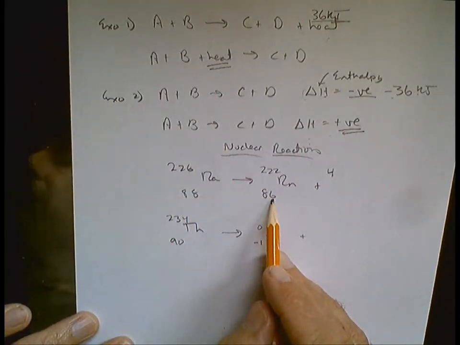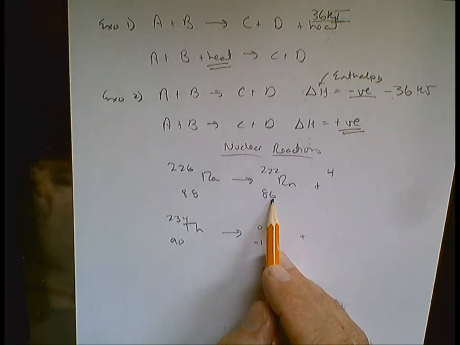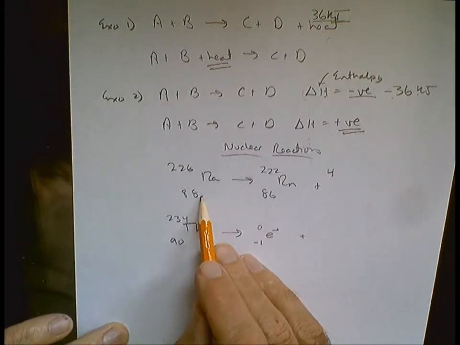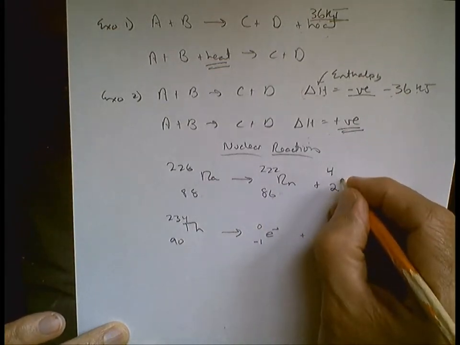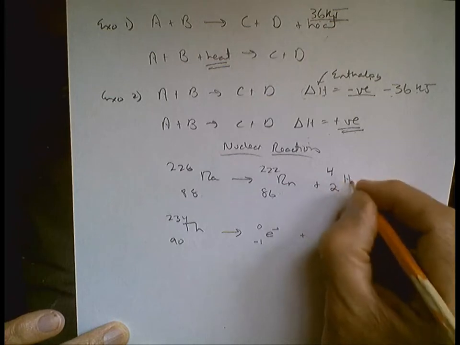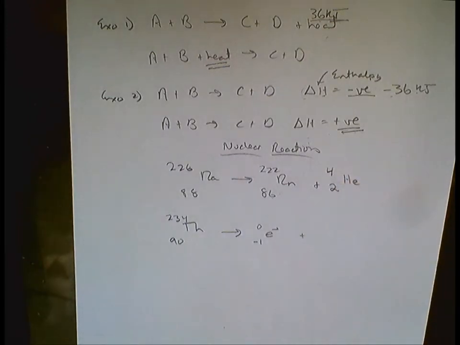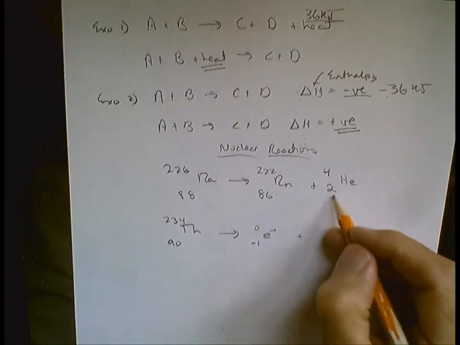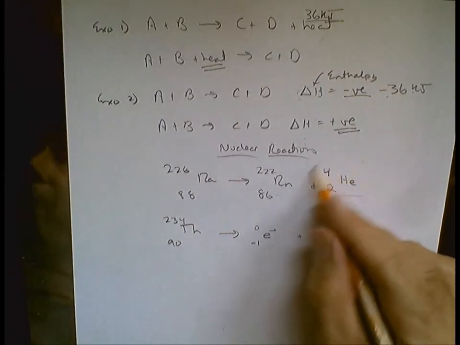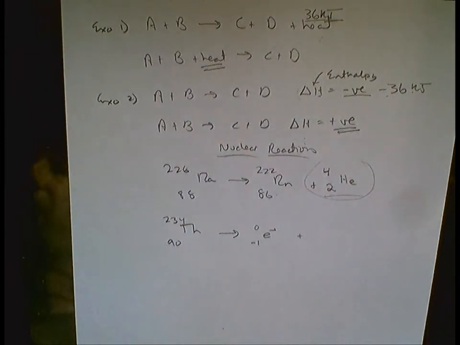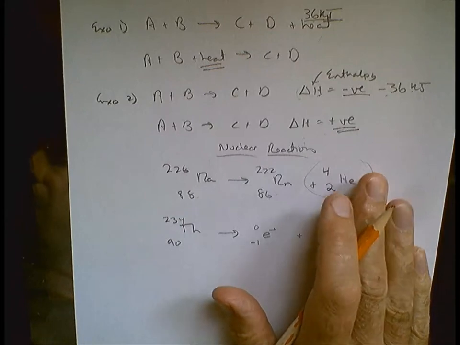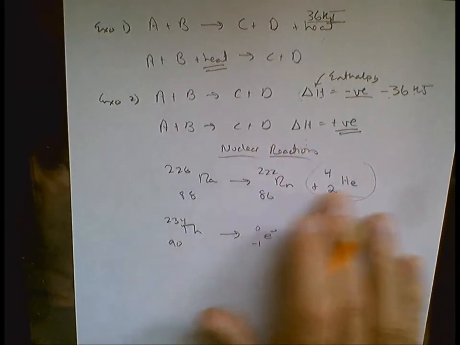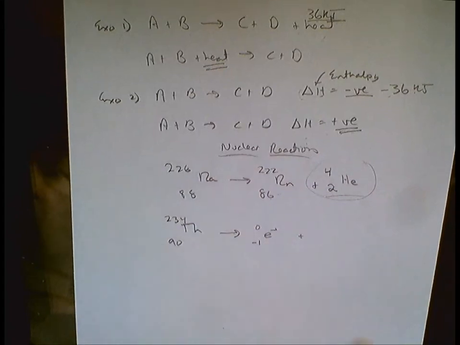When you look down here, this is the atomic number or number of protons. On this side you've got 88, on this side you have 86. You need 2 more over here. What element has an atomic number of 2? That is helium. This will be an alpha decay, and we know it because we've got an alpha particle in there, which is helium. When you do this actual content, this will make a lot more sense. I'm just showing you the balancing aspect here.